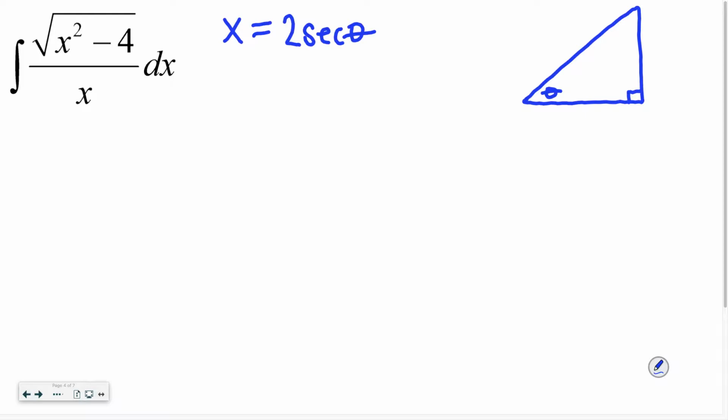Okay, so our secant ratio is x over 2. And our side would be the square root of hypotenuse squared minus side squared. Okay, and we can't substitute x equals 2 secant theta without substituting dx also. What's the derivative of 2 secant theta?